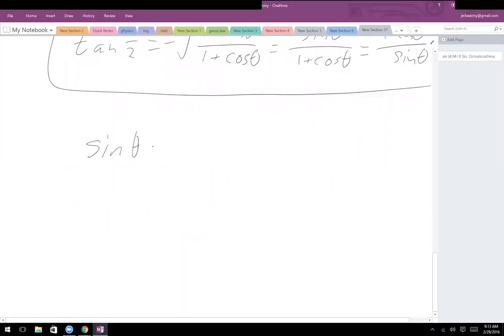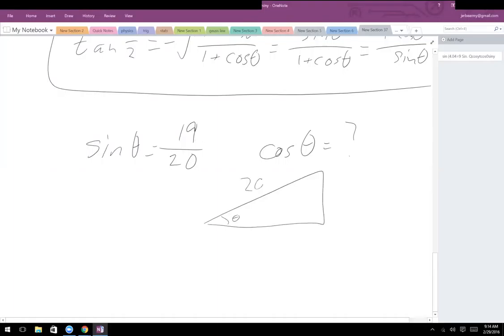So sine theta was 19 over 20. How do we go about getting cosine theta? Yeah, we can make a triangle. So here's theta. Here's 20, 19. 400 minus 361 is 39. Do you see where I got 400? Do you see where I got 361? Okay, so this should be square root of 39.